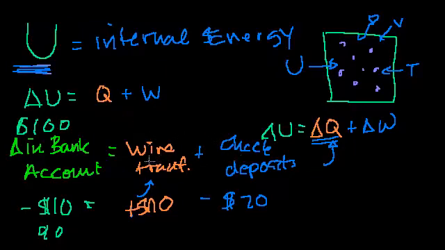So it just seems weird to me to say change in wire transfer is $10 or change in check deposit is $20 or minus $20. What you say is I made a $10 wire transfer and I paid $20 in check. So I had a net change in my bank account of $10.